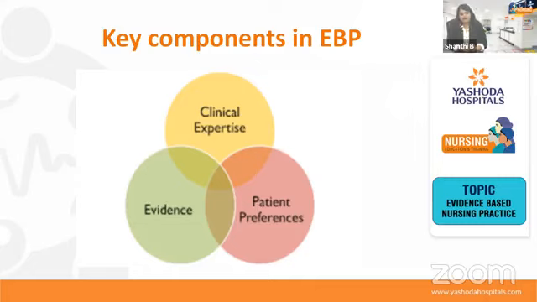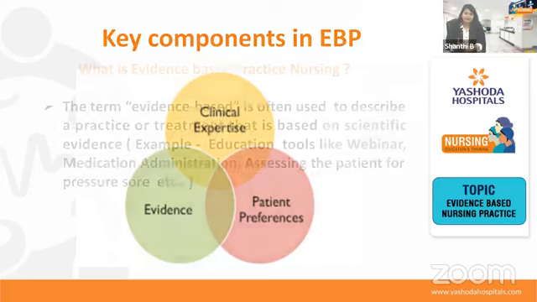We have three components: clinical expertise, patient preferences, and evidence. For patient preferences, if the patient wants to have nutrition or a diet, the clinical expertise is a nutrition plan, and the evidence would be the nutritional plan given by the nutritionist. These are the components which we practice in nursing.